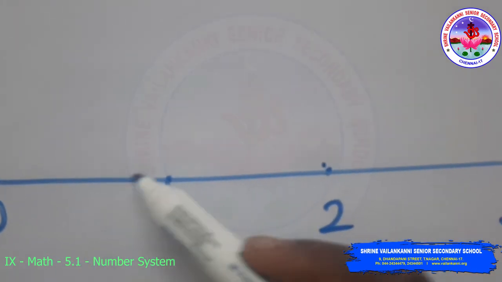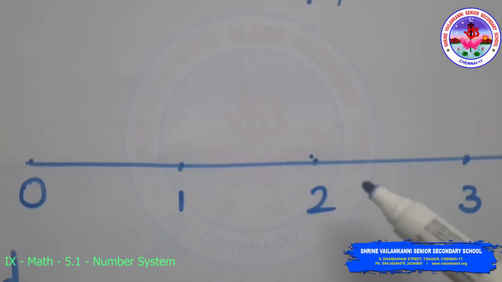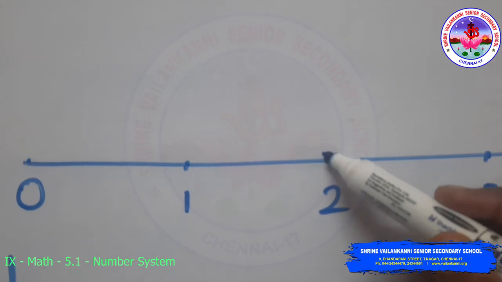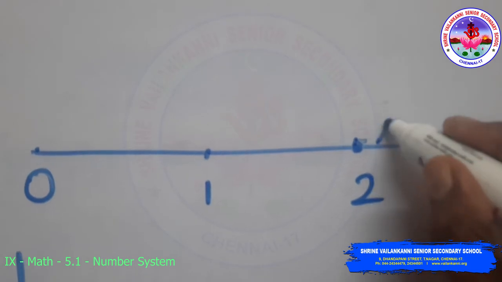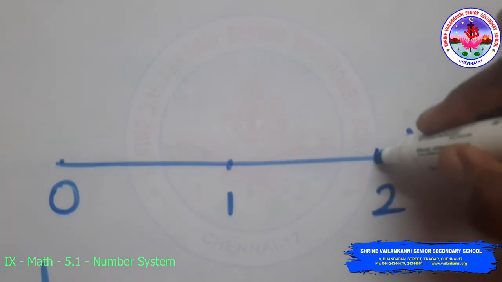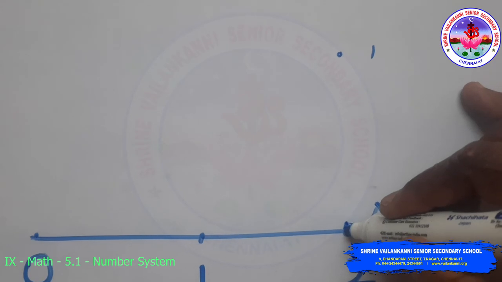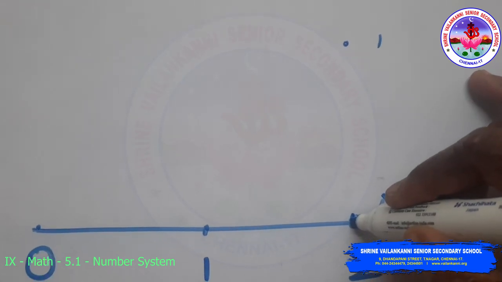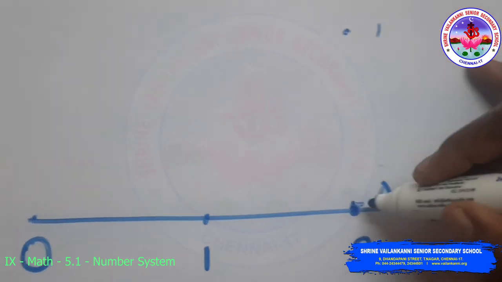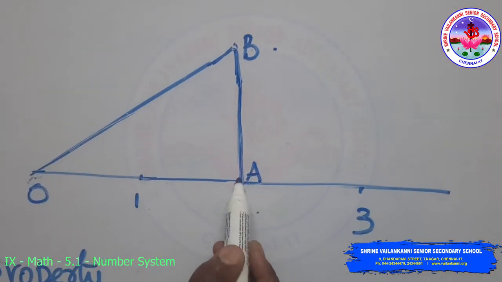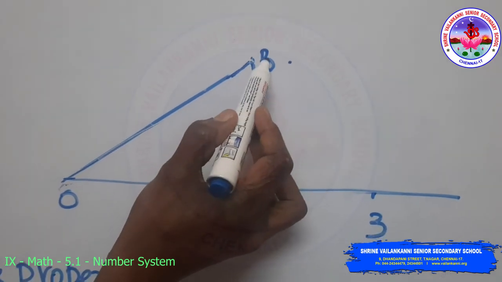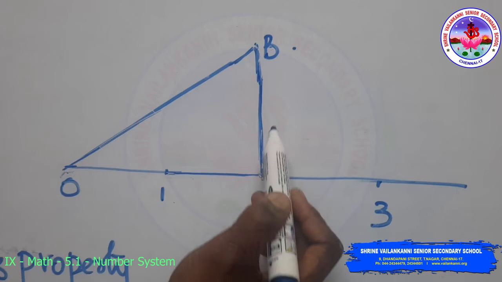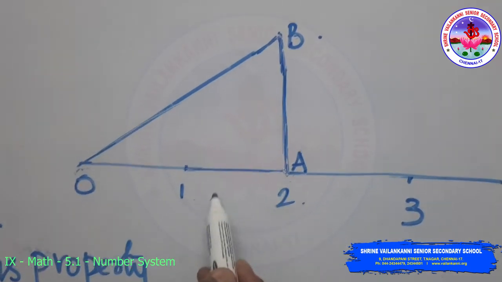Now we are drawing a number line such that keep your pencil point on 2. Name this point as A, and from 2 we are going to take a perpendicular distance of 1 unit. From point 2, that is point A, I am drawing a perpendicular distance of 1 unit and naming this point as B, such that AB is 1 unit and OA is 2 units.